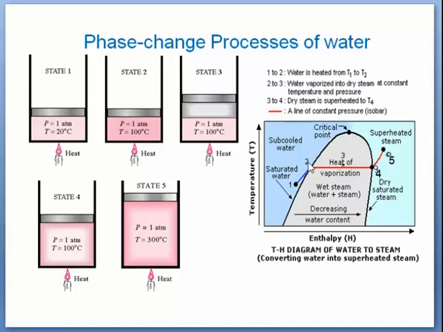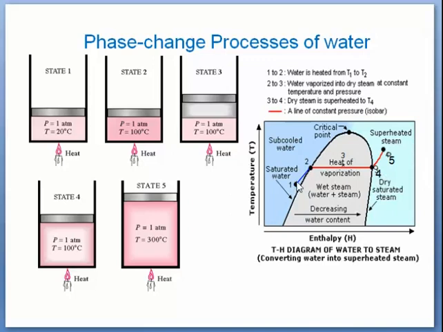So this point 2 is known as saturation point of liquid. You can see here there is a boundary. So this line is saturated liquid line. This is your saturated vapor line. This is subcooled zone. This is superheated zone.